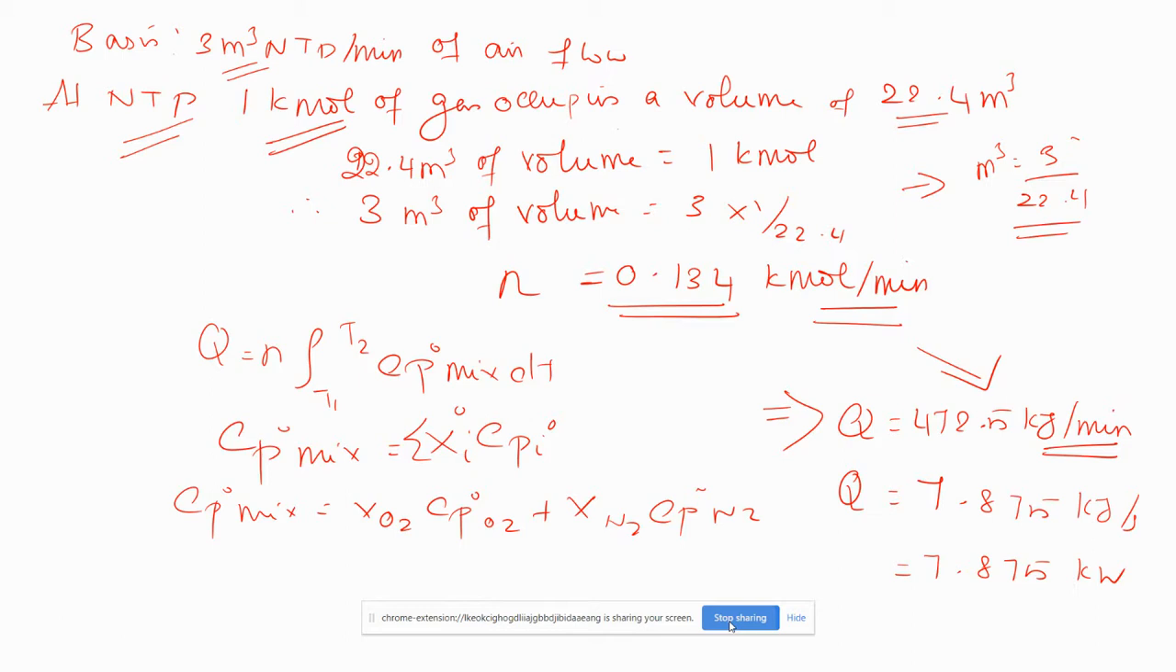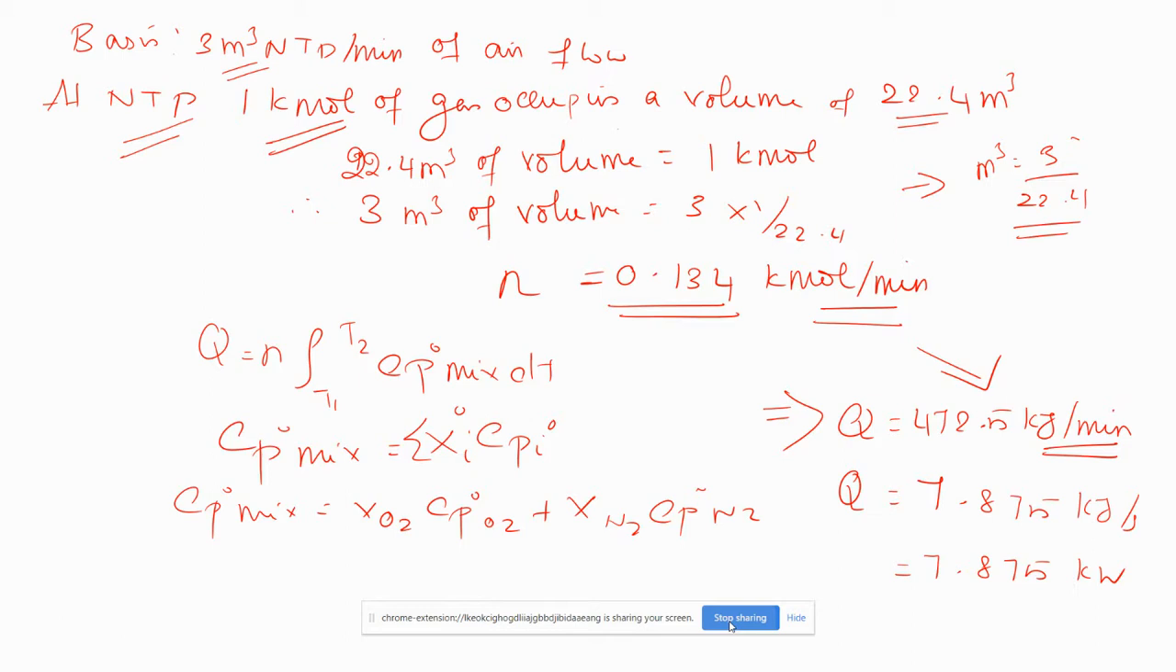So the Q value will be 7.875 kilowatt. These are all the problems related to Cp naught mix. If two gases are given, then you have to go for the Cp naught mix. So there are two sets of problems we have solved till now.